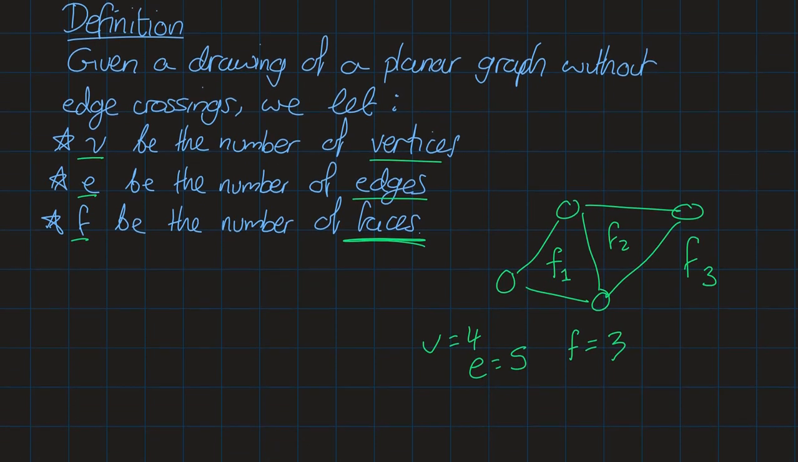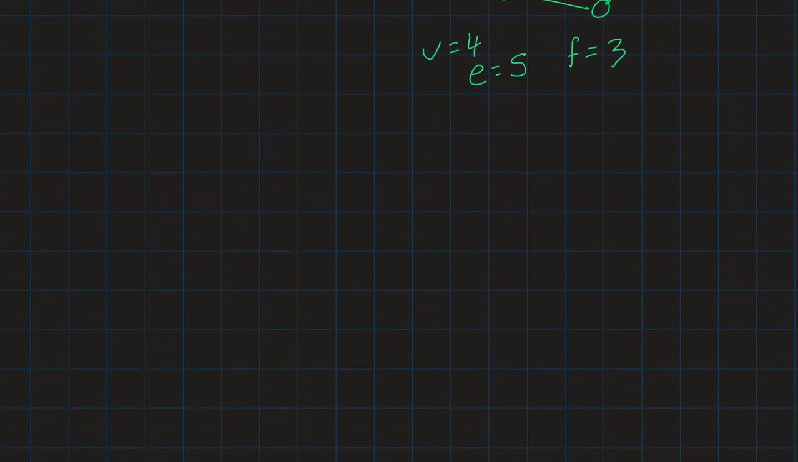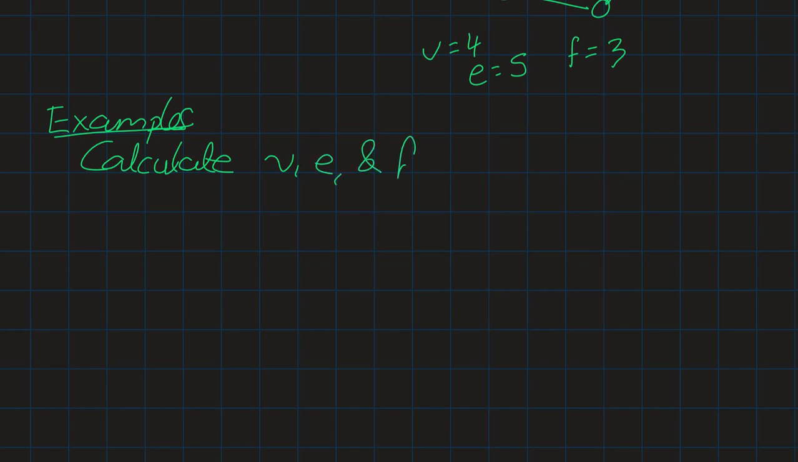So let's do some more complex examples. Calculate V, E, and F for the following graphs. If I start with this graph right here, well, V is very simple, it's 4. E is also quite simple. There are 4 around the edge and then 2 diagonal, so that's 6. Now F is the only sort of confusing one.